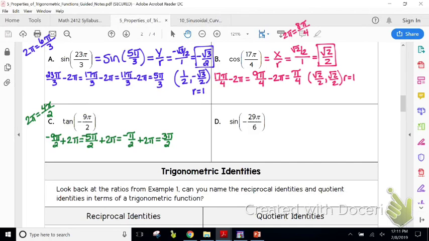It has an ordered pair of 270, 0, negative 1. Good. It's on the unit circle, so we know r is 1. Tangent is y over, wait, wouldn't it be y over x? Y is negative 1. X is 0. And so negative 1 over 0 is undefined.